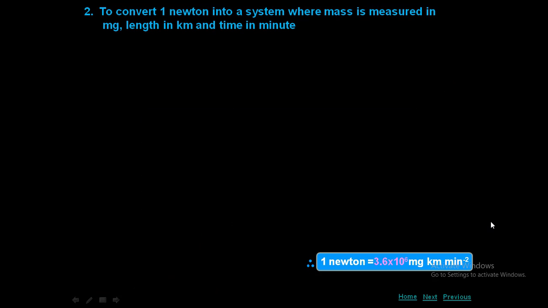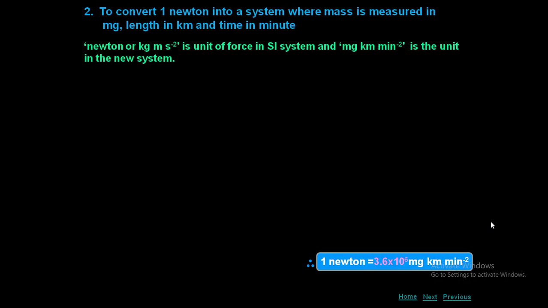Second example. To convert 1 Newton into a system where mass is measured in milligram, length in kilometer, and time in minute. So here I am going to take an arbitrary system. It doesn't belong to SI, FPS, or CGS. Sometimes you're going to have questions like this: arbitrary system. Arbitrary means any unit they can give, and they'll ask you to convert one particular unit into the arbitrary units.